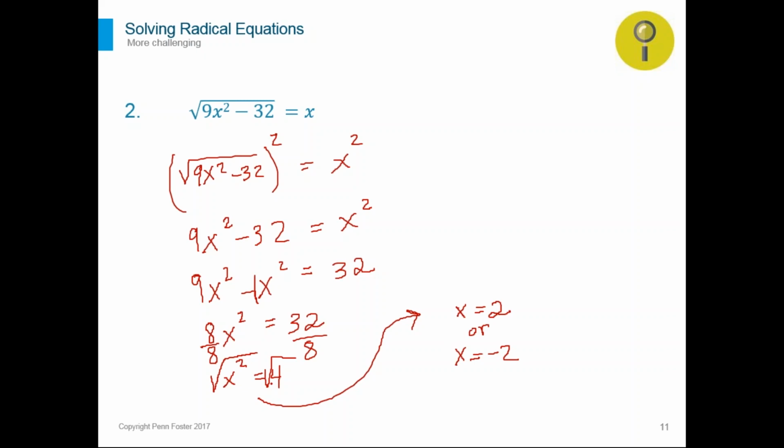Why 2? Because the square root of 4 is 2. But since we are taking the square root of 4, our answer might be 2 or negative 2. So x equals, if you want to rewrite it, plus or minus 2.